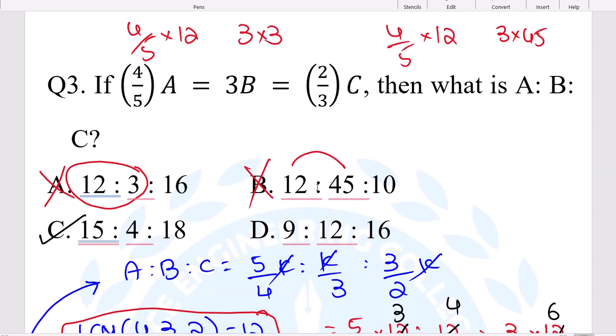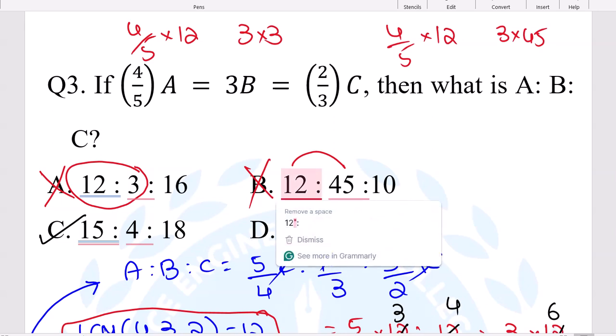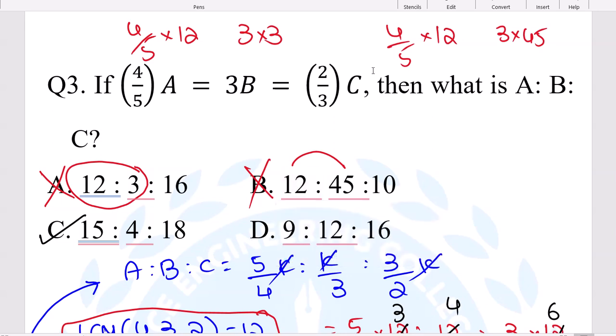Simple logic, no? My A value should be divisible by 5. The only option where A is divisible by 5 is option C. 15. 4 by 5A, A should be divisible by 5 because this is 3 into B. B is an integer, 3 into an integer will give an integer. Here I want an integer, which means A must be divisible by 5. The only option which is divisible by 5 is 15, 4 and 18. 15 should be divisible by 5. That's there in option C. Option verification method will hardly take 10 to 20 seconds to answer this question.